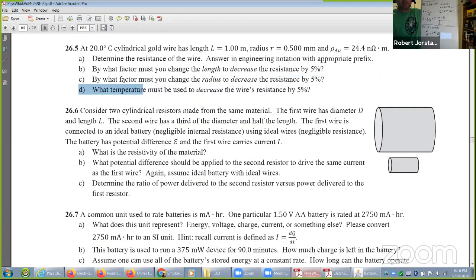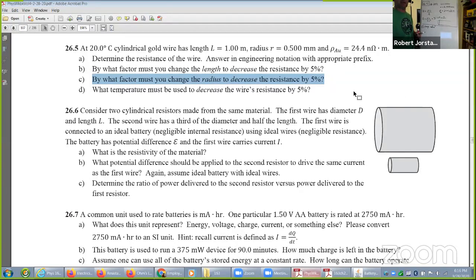How about the radius? So by what factor must we change the radius? I can already tell this is going to be a little bit sneakier. Okay. So we'll go to part C now. All right. Oh, and let me get the chat there. And let's take a look. I don't know. Because it's not changing by a factor of 5. It's changing by a factor of 0.9. Yeah, so it's not going to be that, I don't think.